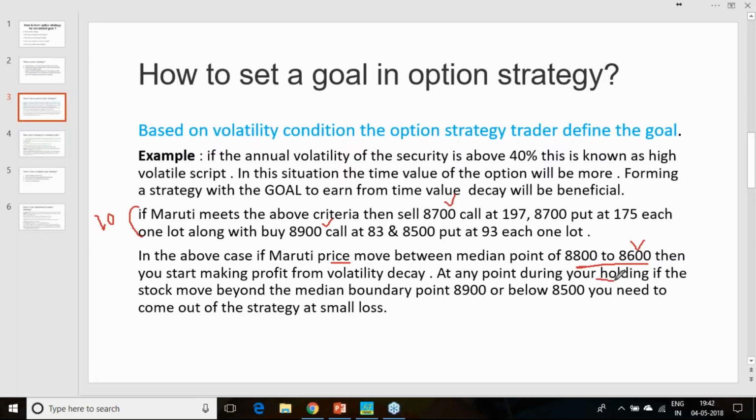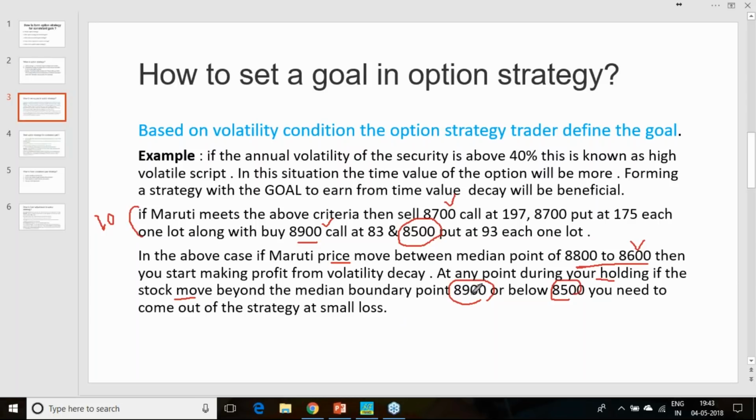At any point during your holding, if the stock moves beyond the median boundary, what is your median boundary? 8,900 where you have hedged, 8,500 where you have hedged. So once your price moves beyond this boundary, you have to quit and come out. At that time a very small loss will be there, because one wing will be giving you profit, another wing will be giving you loss. So one profit and loss will be offsetting each other and you will be getting a very small loss and you have to come out.